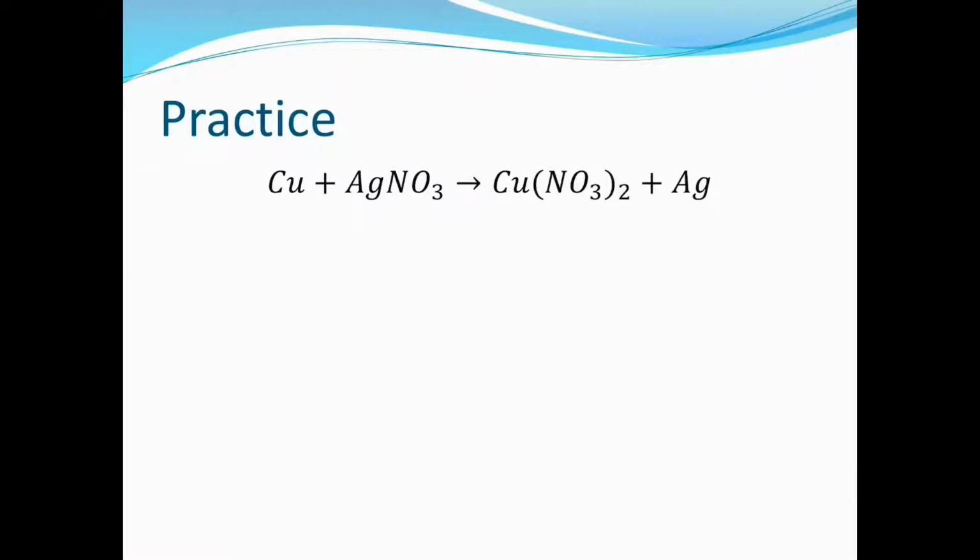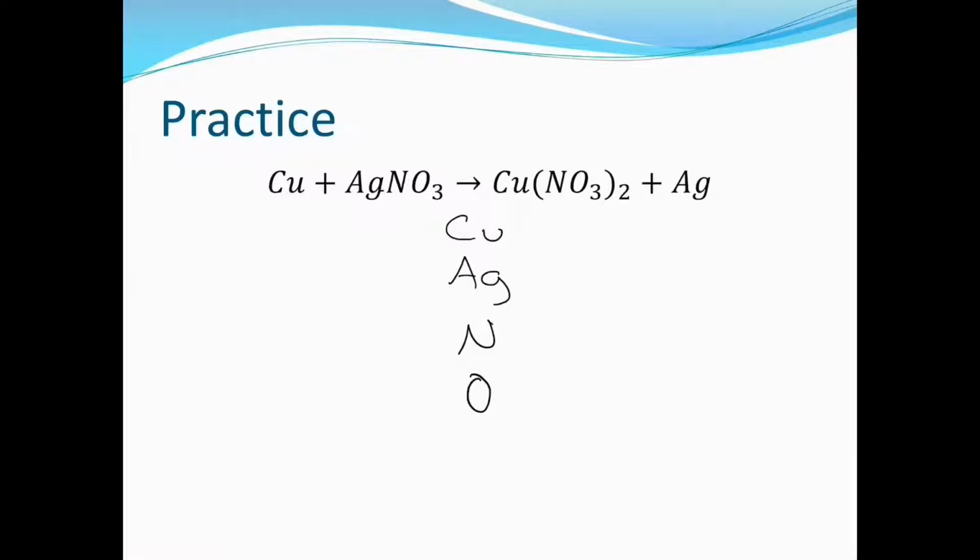Let's try another one. This one's a little bit more complicated. We've got copper plus AgNO3, which makes copper NO3 plus Ag. So first step, identifying your elements and how many atoms they have on both sides of the equation. So the first one we have is copper, then silver, nitrogen, and oxygen.